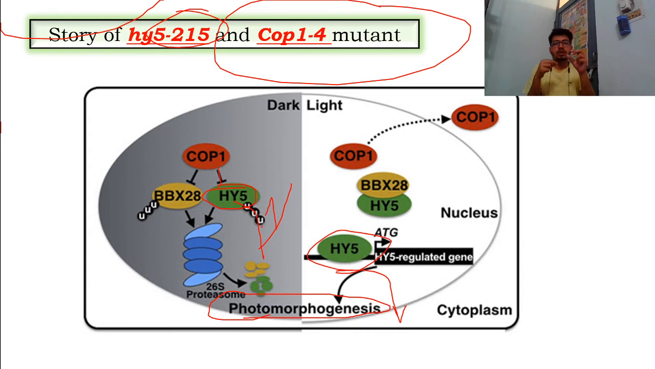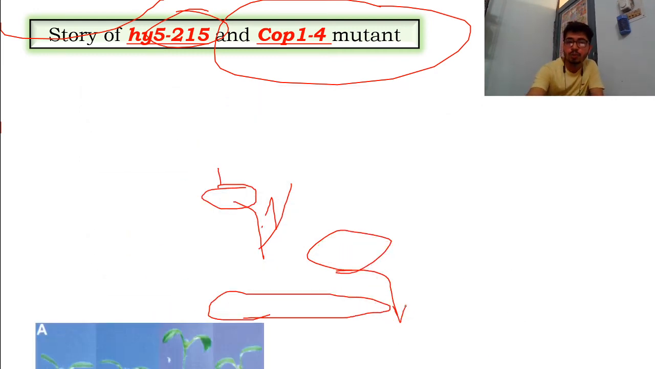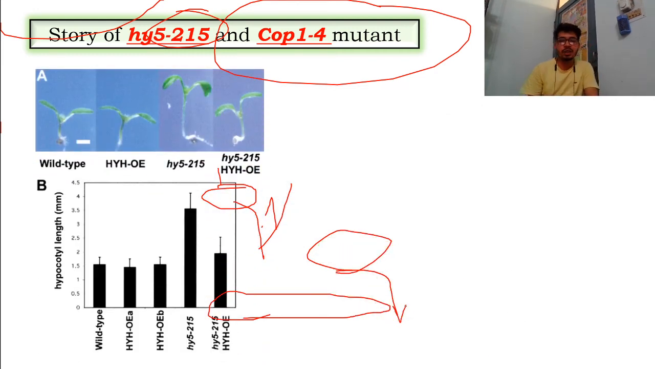So COP1 and Hi5 are interacting partners. You have to understand whether COP1 and Hi5 are interacting with each other or not. So you can study this protein. For this we have to know the various techniques of how proteins interact with each other.